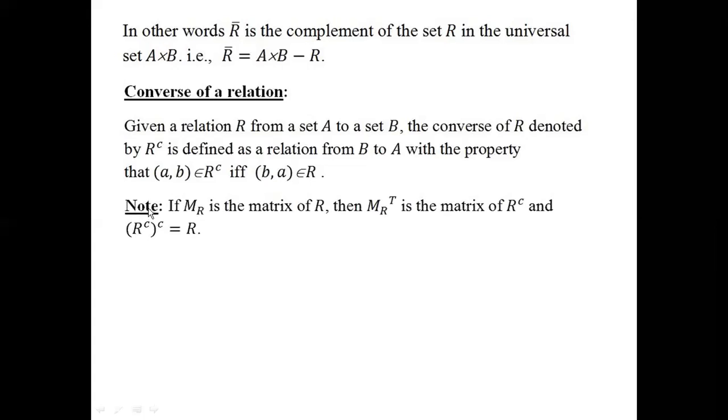Next, we note this point. If MR is the matrix of R, then MR transpose is the matrix of R converse, and the converse of R converse is equal to R. MR transpose stands for the transpose of the matrix of a relation. So if we are able to write down the matrix of a relation R, which is given by MR, then the transpose of the matrix of the relation is the matrix of R converse. And hence we can write it down: the converse of R converse is equal to R itself.